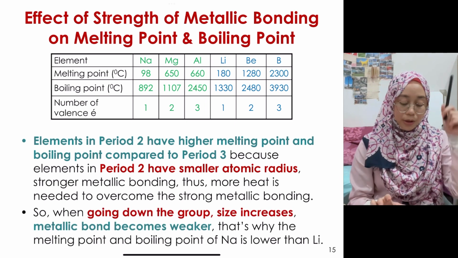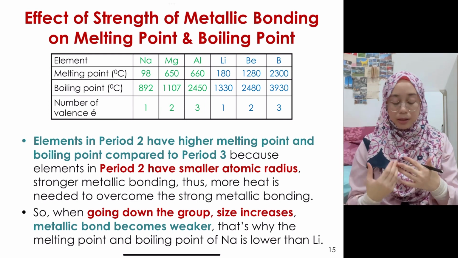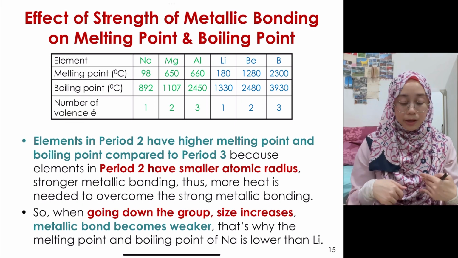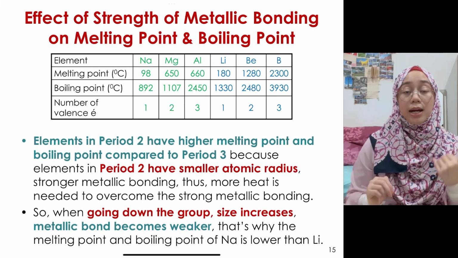Okay, so when going down the group, size increases, so metallic bond becomes weaker. So that is why the melting point of sodium is lower than lithium. Beryllium is lower than magnesium. Boron is lower than aluminium.